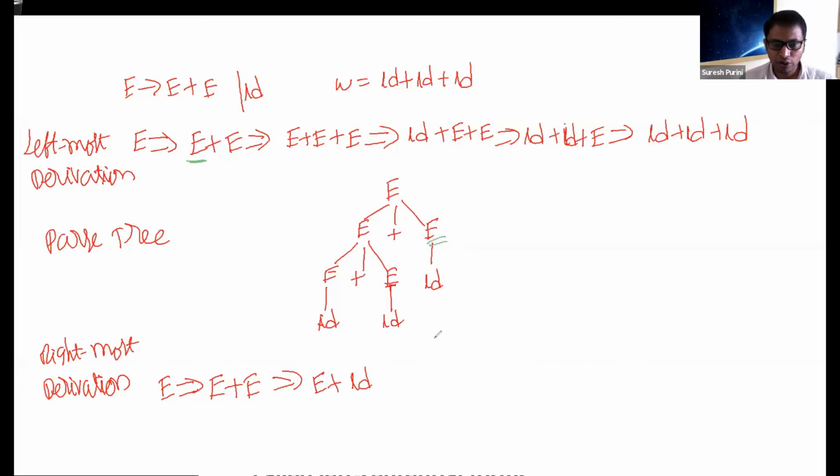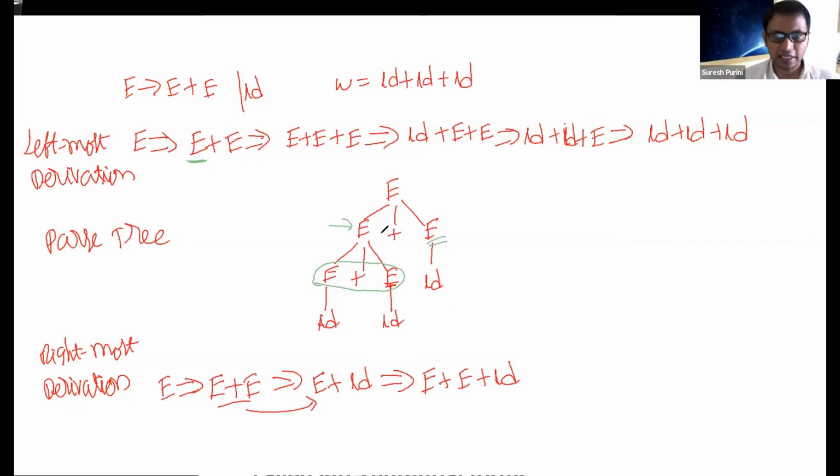I want you to observe that when we are moving from here to here, we are replacing the rightmost non-terminal symbol. Now again, we are here and we can see that the child for this particular non-terminal symbol is E plus E. So we apply the same E plus E. Now our focus is at this level, E plus E.